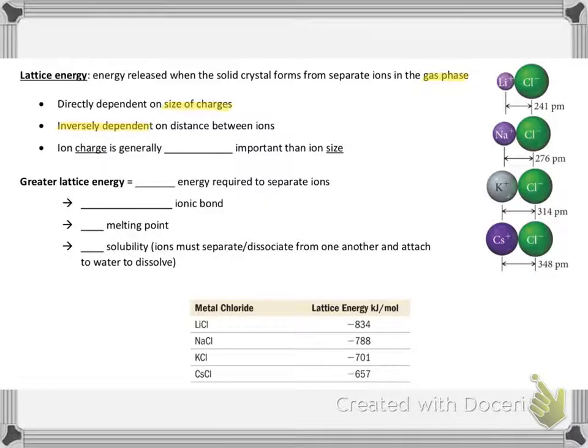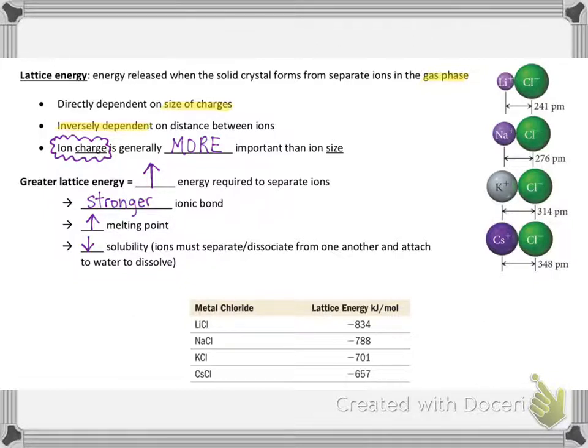In this case, though, for lattice energy, the ion charge is generally going to be more important than the size. So if you have a greater lattice energy, of course, by definition, that means it takes more energy to separate the ions, which is a stronger ionic bond. Well, stronger ionic bond means higher melting point, takes more energy to break you apart. But it means a decreased solubility. The idea is, if you want to dissolve something in water, the ions have to separate, and if it takes greater energy to separate them, they're less likely to dissolve.